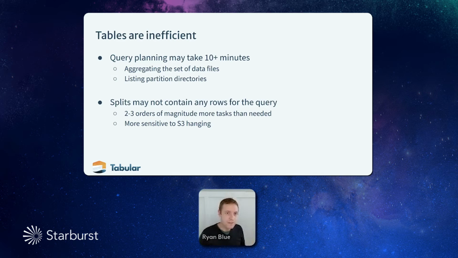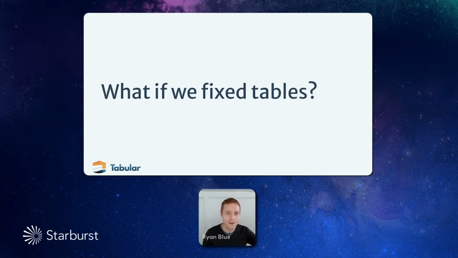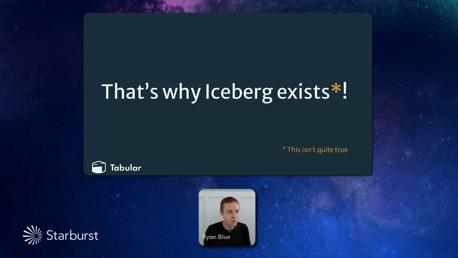So these are limitations of the table formats themselves. Query planning time taking a really long time, and just not having the metadata necessary to really filter down to just the data files that actually have data for a query, or are more likely to have data for a query. So that begs the question, and I'm sure everyone knows, since I'm the Iceberg guy, where we're going with this. What if we fixed tables? It seems so novel, doesn't it? Well, that's actually why Iceberg exists, to fix these table problems.